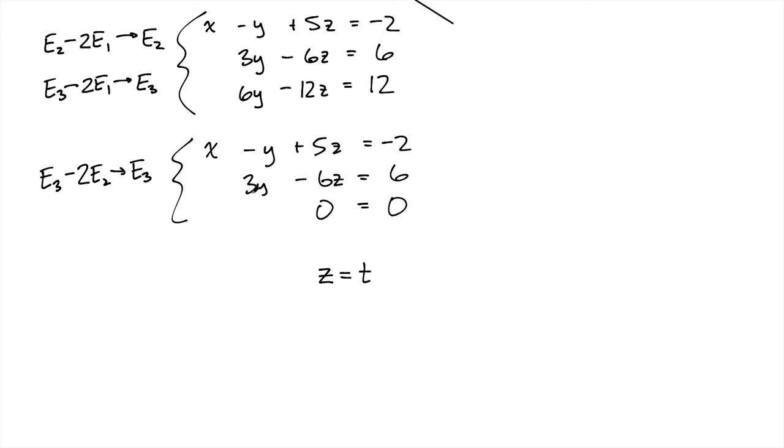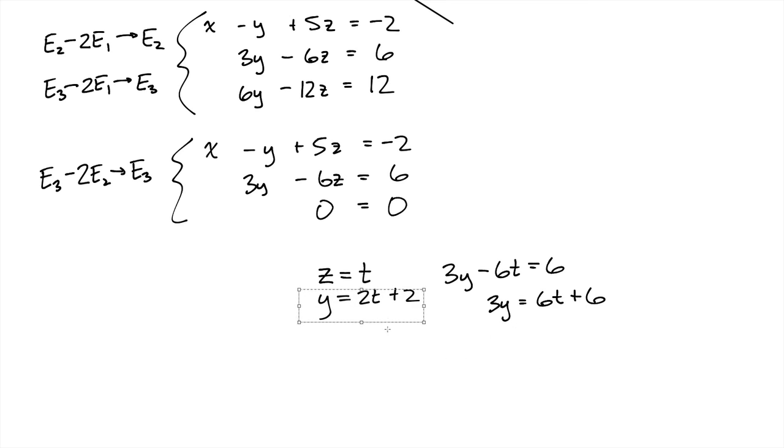Now we can solve for y in terms of t. So the second equation becomes 3y minus 6t equals 6. And now add 6t to both sides. We get 3y equals 6t plus 6. And then divide by 3, and we get y equals 2t plus 2. So that's now our solution for y in terms of that parameter t.